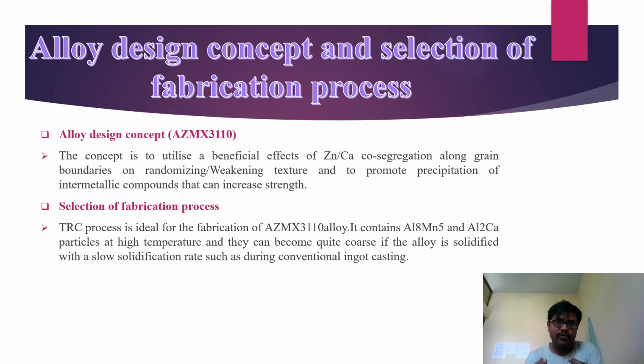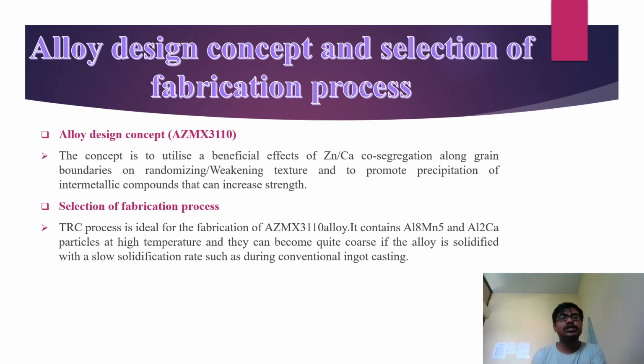So this is our philosophy that we are using in this alloy. Previously we were using magnesium, zinc, and calcium alloy. That was giving very good formability because of the zinc and calcium segregation along the grain boundary, but it was not providing very good yield strength.